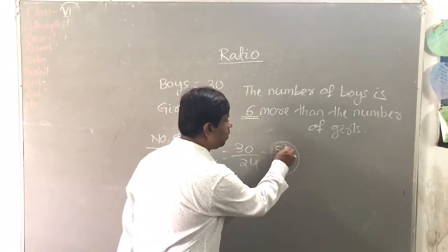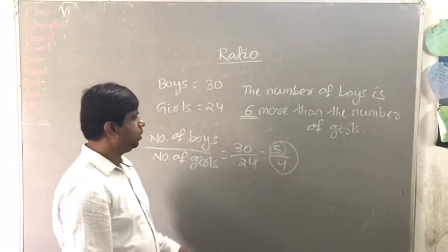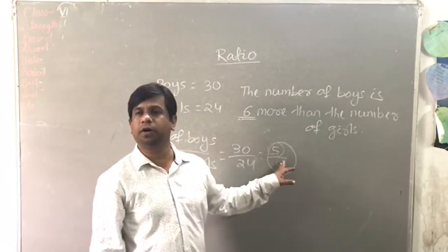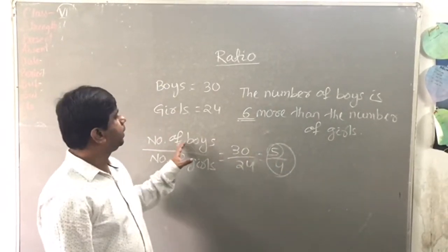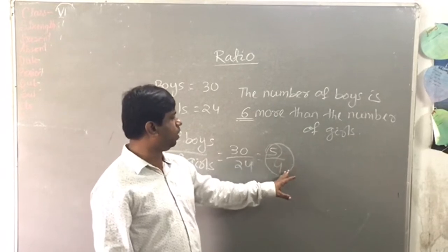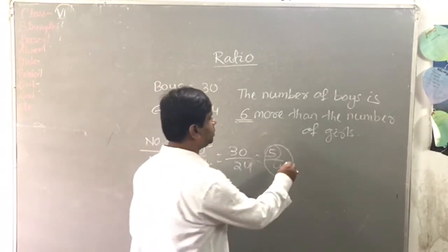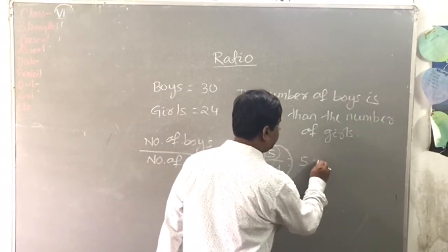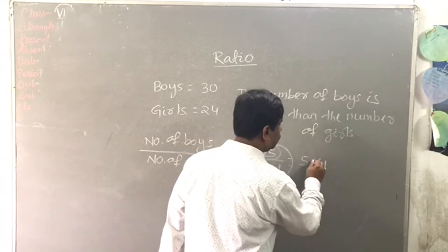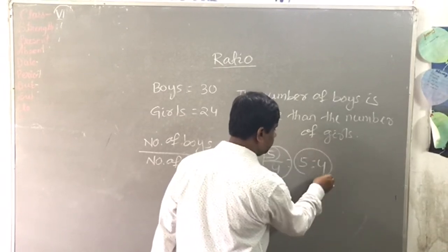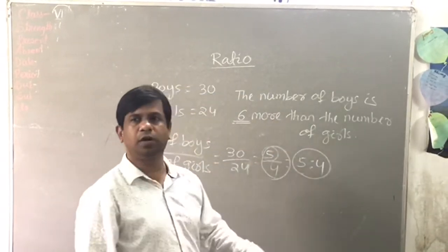5 is not the number of boys, or 4 is not the number of girls, but we are getting a simplest fractional form, 5 by 4. This is read as 5 is to 4, and this is called a ratio.